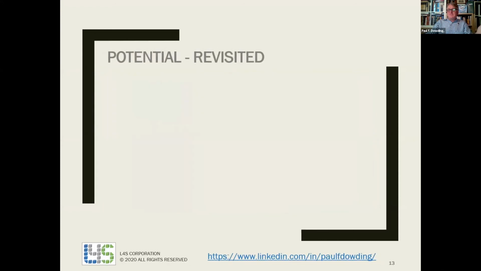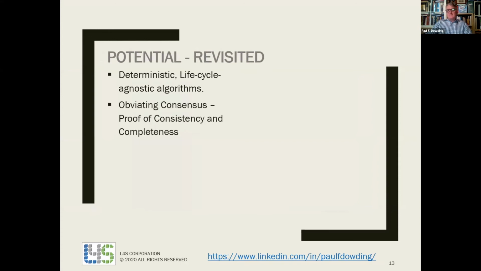So if we revisit the potential, we have deterministic, lifecycle-agnostic algorithms rather than smart contracts. If we can get rid of consensus, we have something called proof of consistency and completeness. Now this is consistency without consensus, and this is research back on a different framework with Google. Academic proof: you can have consistency without consensus. So you get rid of all the problems of consensus and the inefficiencies.